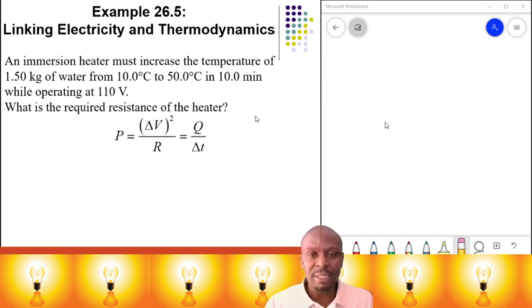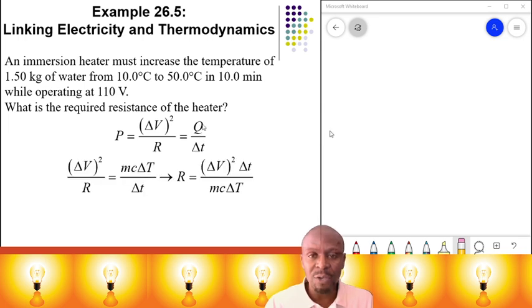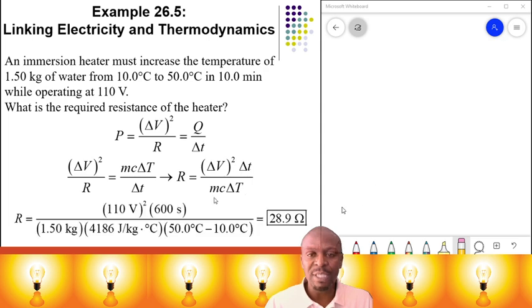Now, the required resistance of the heater, we know that the power is just given by this. And then from the thermodynamics that you have done in your first semester, the Q is nothing else but it's just m c change in T. Now, if you rearrange this equation, this is what you are going to have. And now you know all the values, then you just plug in the values, and this is what you are going to have in terms of your resistance, 28.9 ohms.